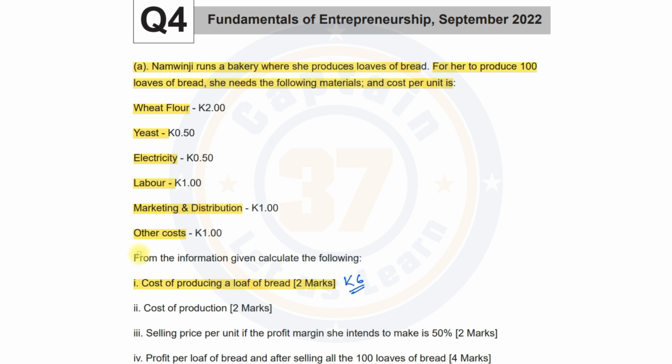The next part is number 2, the cost of production, which is also 2 marks. Remember that this amount that we found over here is the cost of production for a loaf of bread. But what is the cost of production for 100 loaves of bread? So if 1 loaf is equal to 6 kwacha, then 100 loaves is going to be 6 times 100, and this gives us 600 kwacha. And so the answer to number 2 is 600 kwacha.